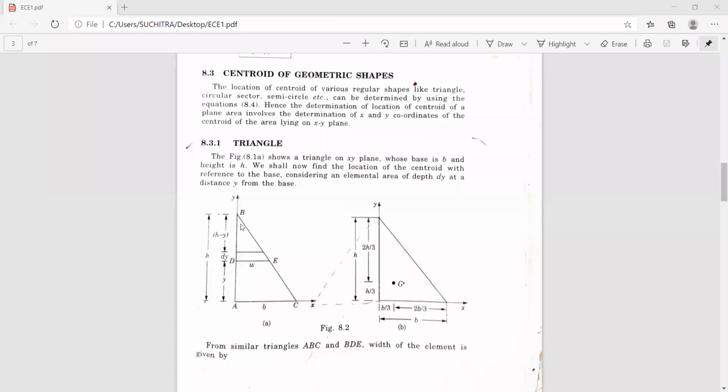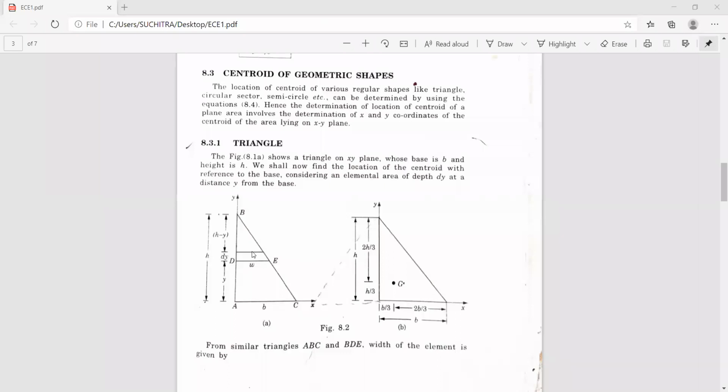Now, first consider a right angle triangle ABC on the XY plane whose base width is B and height is equal to H. Now, let us find the centroid of this right angle triangle with respect to base. Let us find the centroidal distance of the triangle. So this is the centroid of the given triangle. Now let us find it by the method of integration.